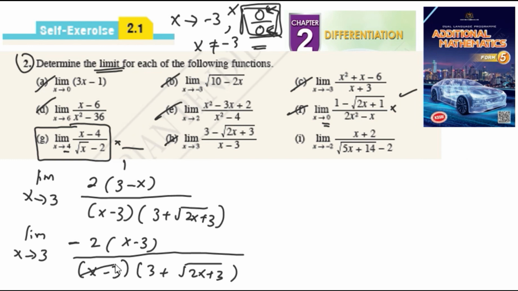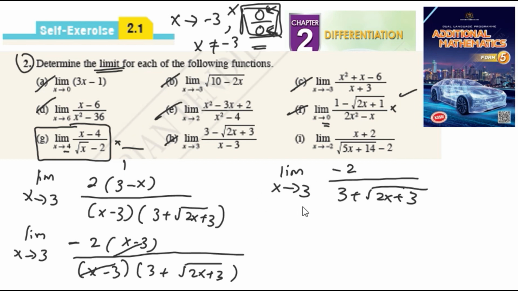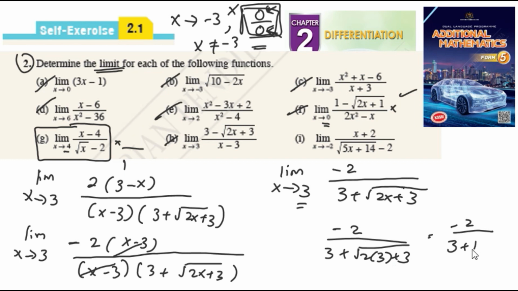So here you see you can cut this one. So you are left with limit x approaching 3, negative 2 divided by 3 plus 2x plus 3. Now we can substitute with 3. So negative 2, 3 plus 2, 3 plus 3. So you get negative 2 divided by 3 plus, this one is 6 plus 3 is 9. So negative 2 divided by 3 plus 3. So negative 2 over 6, which is equal to negative 1 over 3.